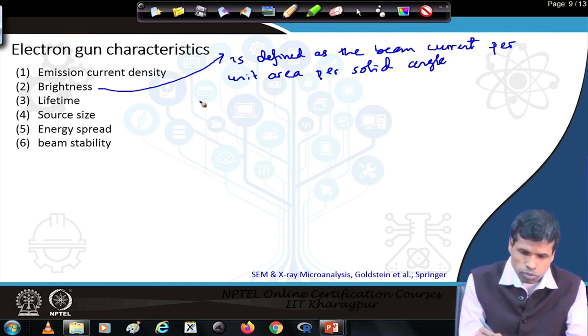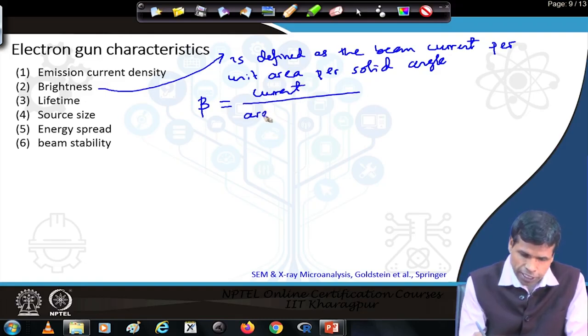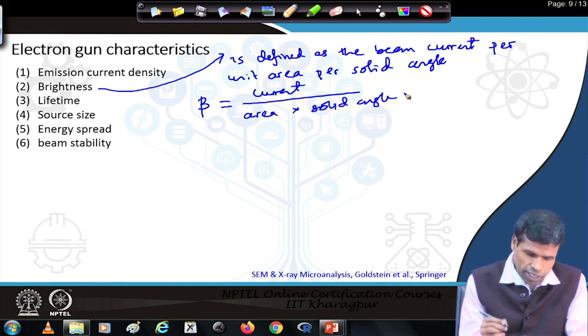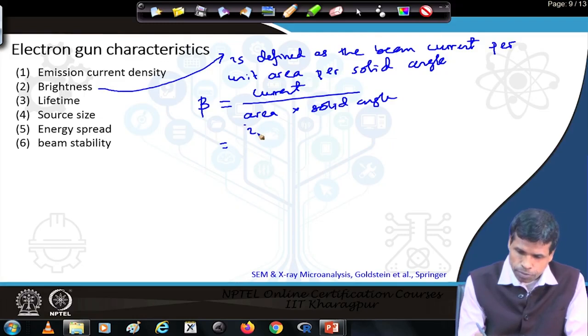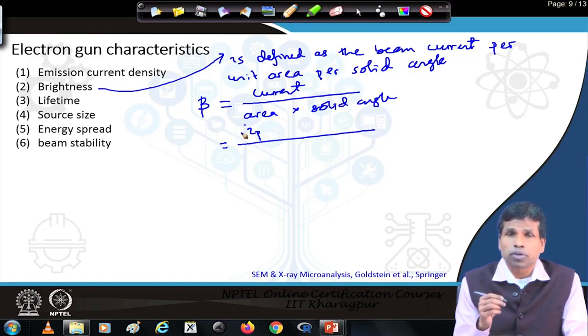I can write brightness as a formula: beta is equal to current per area into solid angle. This is what brightness is. Now, how much is the current? We write IP. Why IP? This is the probe current, the electron beam probe current. Probe current means the current at the sample surface when the electron beam strikes it; how much current is at that point on the specimen is called probe current.